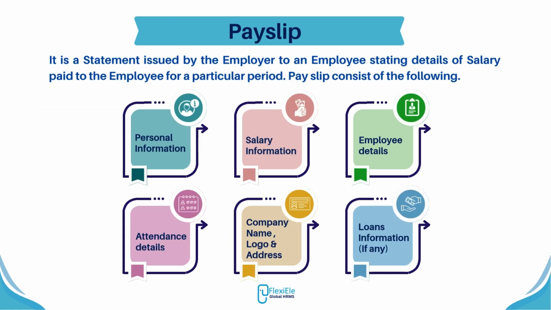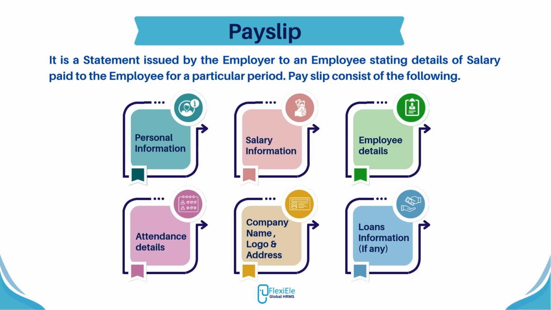A payslip is like your financial diary for the month. It tells the story of what you earned, what was deducted, and why. It's shared by your employer to give a clear breakdown of your salary for a particular period. It typically shows your personal and employee details, the company's name and address, your salary structure, attendance, and any loan repayments if you have taken. In short, it's your paycheck explanation letter, friendly, transparent, and full of little clues about how your monthly income came together.